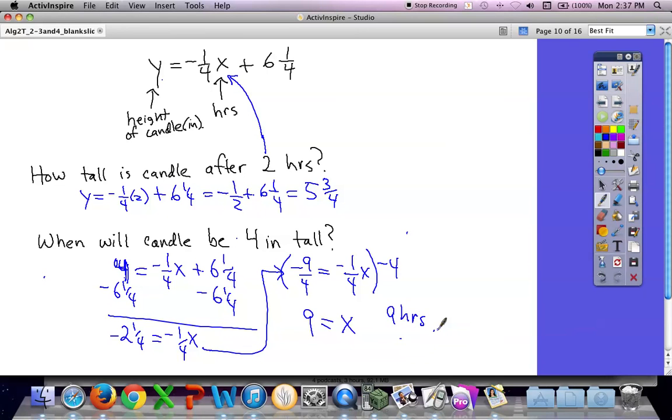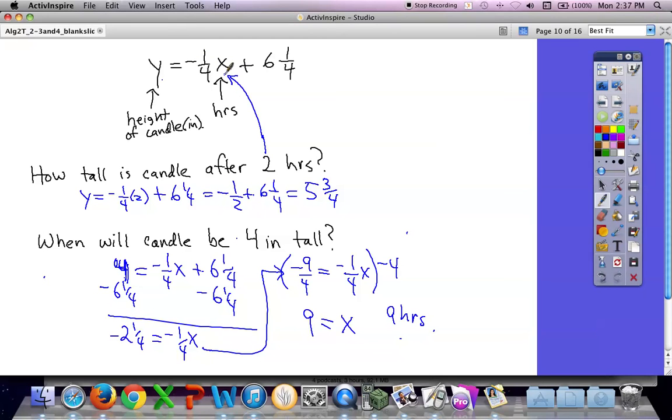How many hours would it take for this thing to burn the candle down to nothing? 25, right? Because this is 25/4. 4 times 6, 24, 25/4. So if x was 25, then this would be negative 25/4.